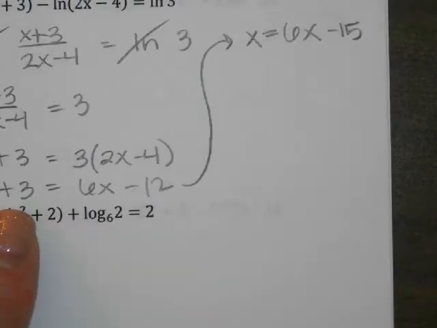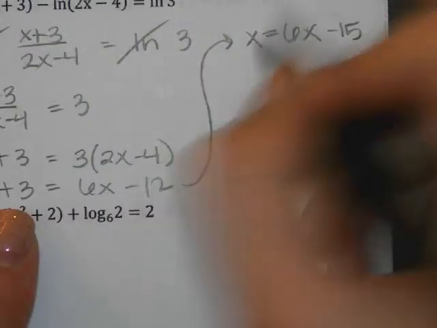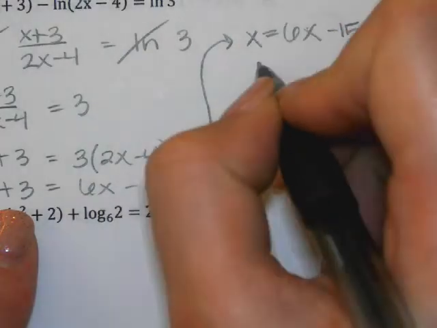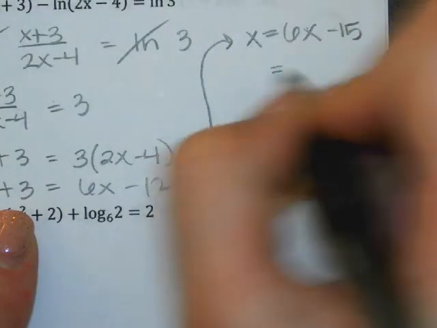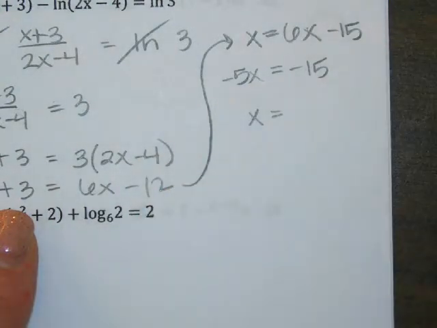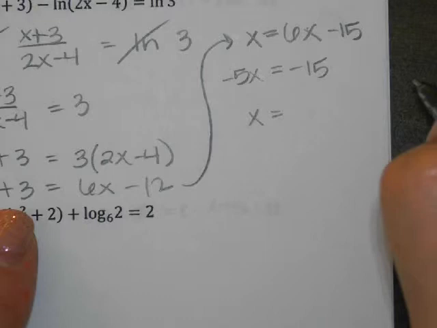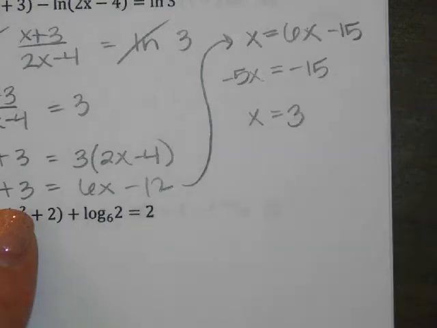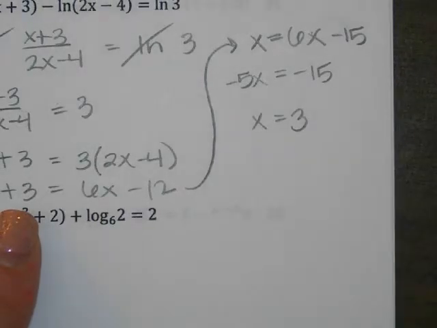Then what do? We can't divide yet. Get the x's to one side. So how are we going to get the x's to one side? Subtract the 6x over here. So 1x minus 6x is negative 5x, okay? And then x equals 3. Right, negative 15 divided by negative 5, which would be 3.